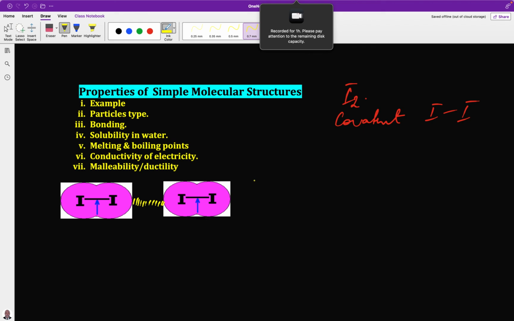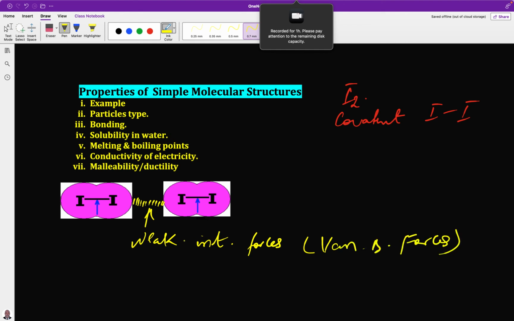These are weak intermolecular forces, or what we call van der Waals forces. And because of the weak van der Waals forces, they have low melting and boiling points, because the intermolecular forces are weak and can break when it melts or when it boils. They are non-conductors of electricity.